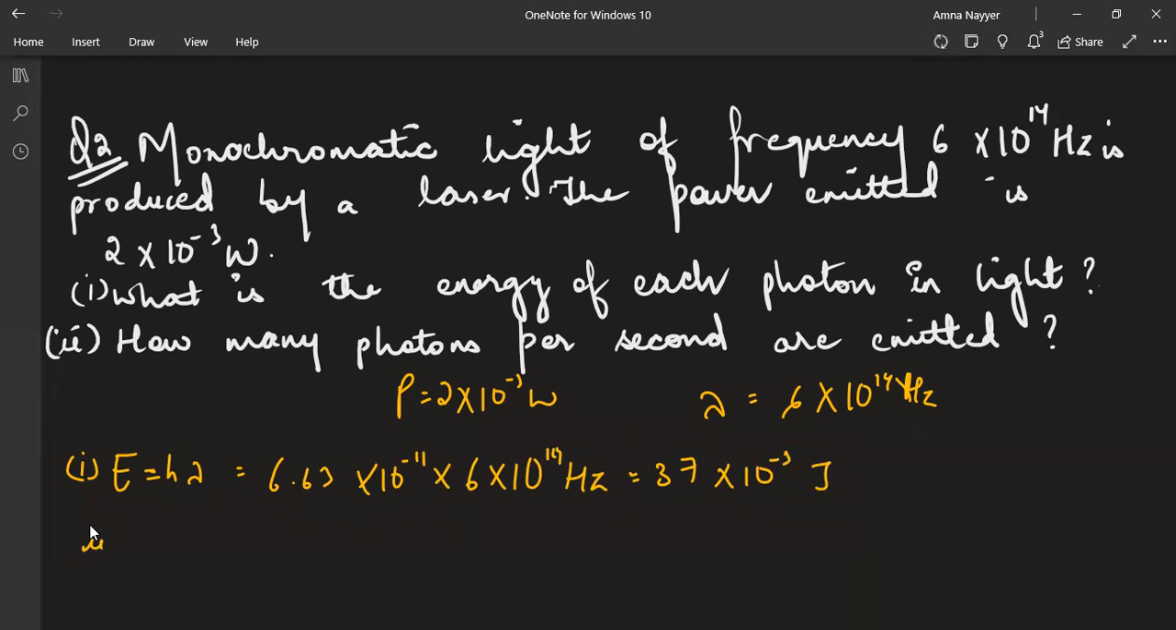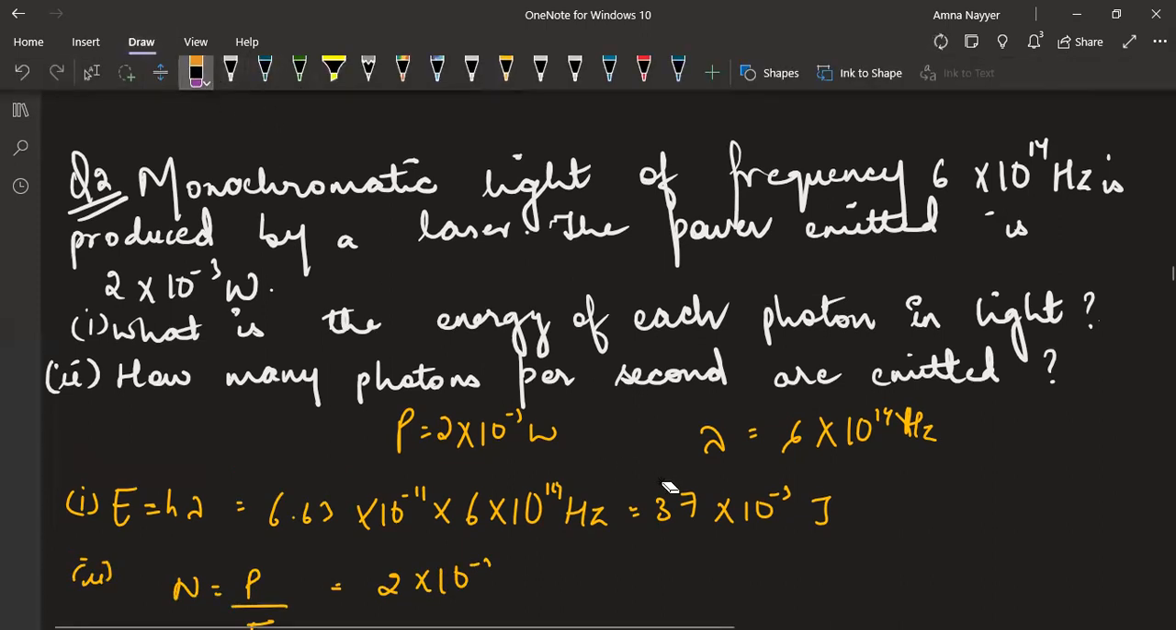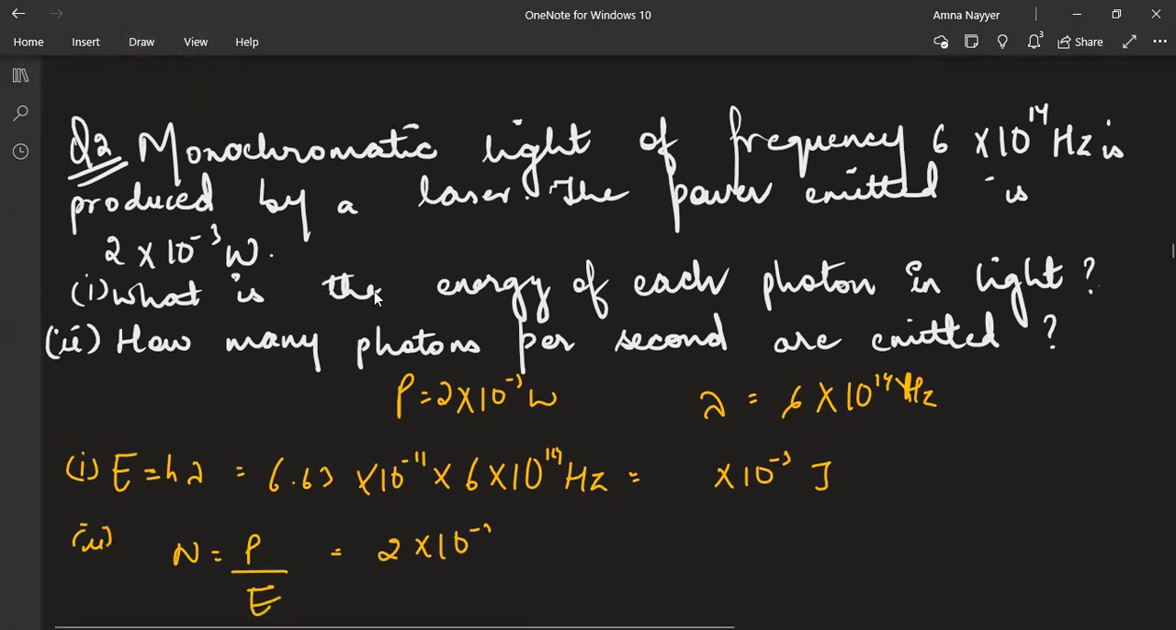Then it says how many photons per second are emitted. So number of photons emitted is power divided by energy. So power is 2 into 10 to the power minus 3. Actually make it as 40 only. Answer will be around 39 point something only. Someone just cross check and let me know the exact answer. I'm writing it as 40.